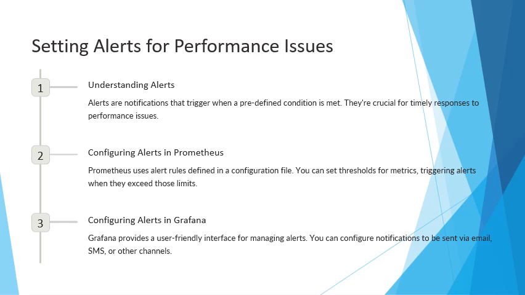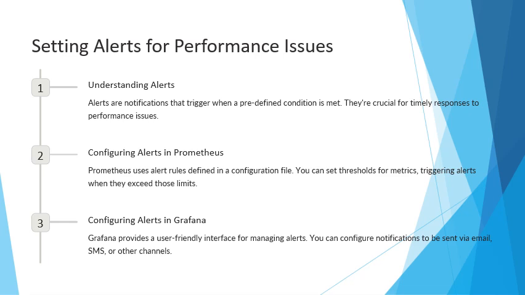Now let us set alerts for performance issues. Now alerts are notifications that trigger when a predefined condition is met. They're crucial for timely responses to performance issues. Next, let us configure alerts in Prometheus. Prometheus uses alert rules defined in a configuration file. We can set thresholds for metrics, triggering alerts when they exceed those limits.